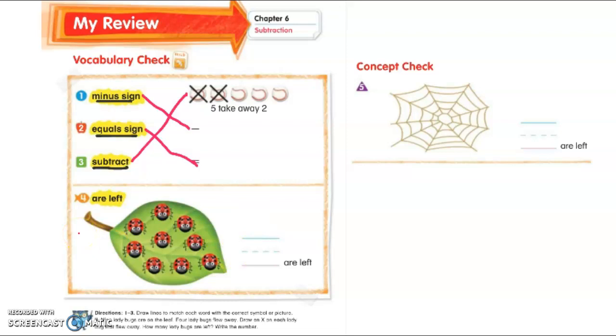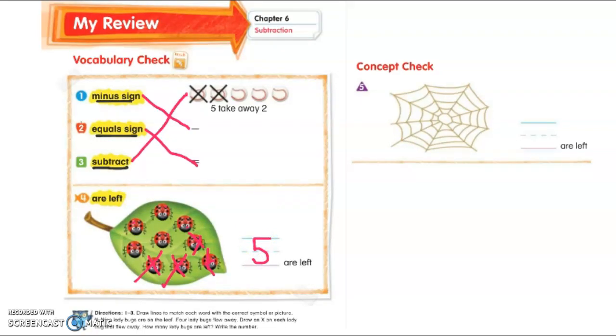There are 9 ladybugs on the leaf. 4 ladybugs fly away. So you need to cross out 4 ladybugs. 1, 2, 3, 4. Now, how many are left? The ones that are left are not crossed off. They're still on the leaf, so there are 5 ladybugs left.